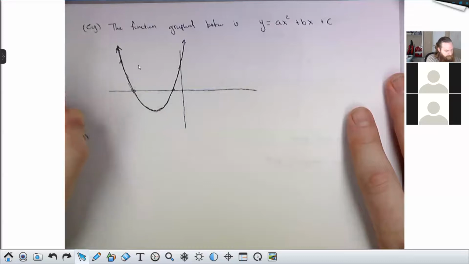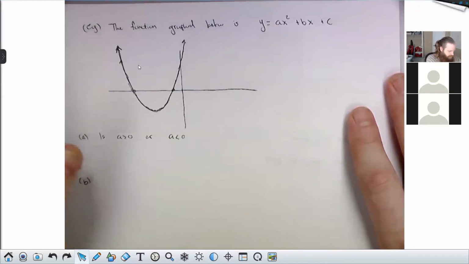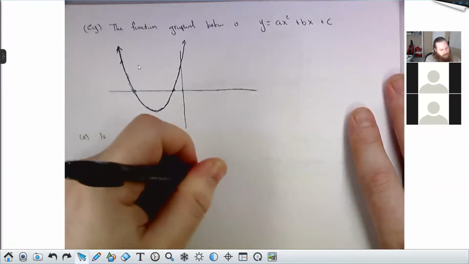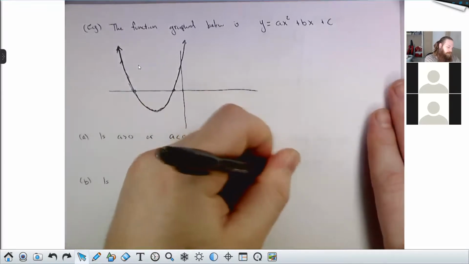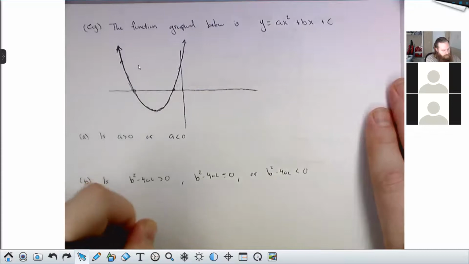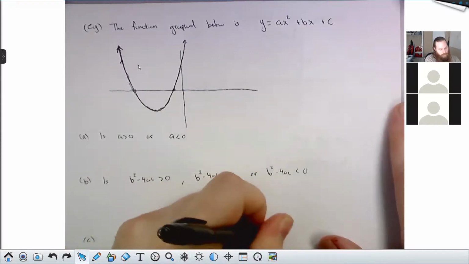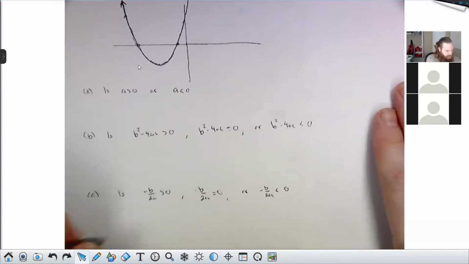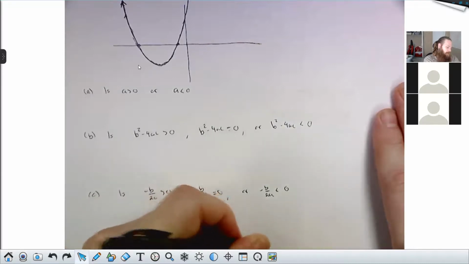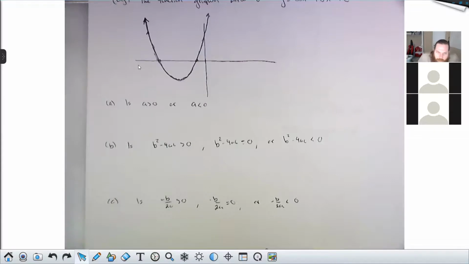First, is the number A positive or is A negative? Second, is the discriminant b squared minus 4ac positive? Is b squared minus 4ac 0, or is b squared minus 4ac negative? C, is negative b over 2a positive? Is negative b over 2a 0, or is negative b over 2a negative? And then finally, is C positive, 0, or negative? I claim that all you need is this picture. You don't even need any numbers in the picture to help.